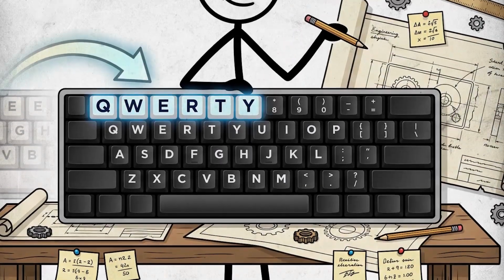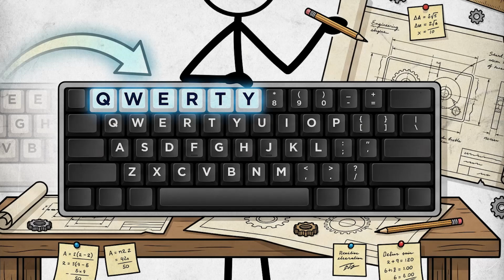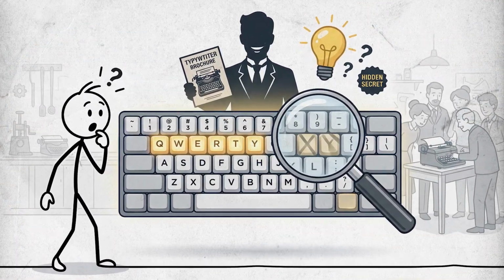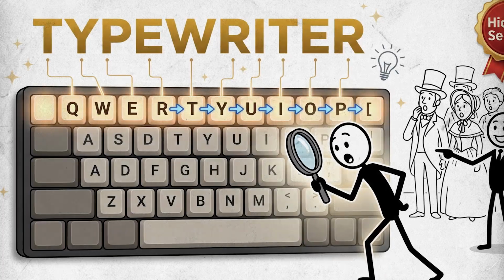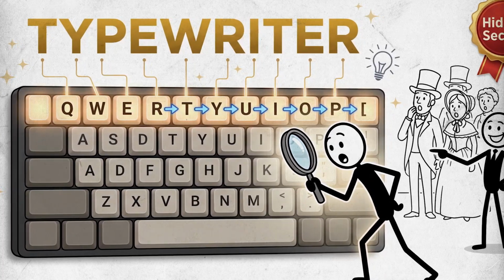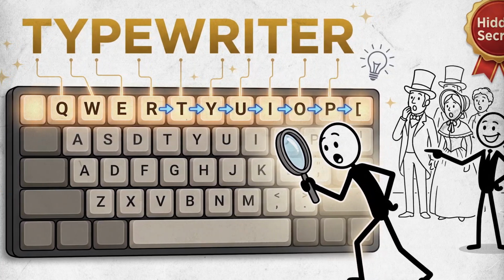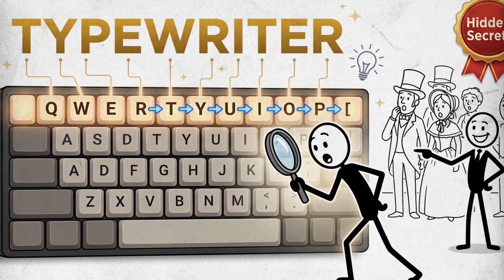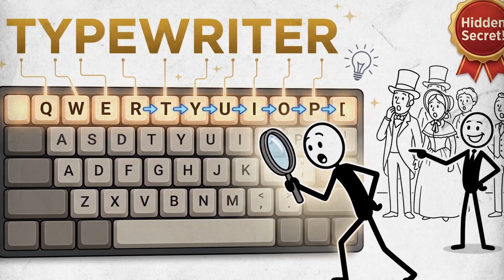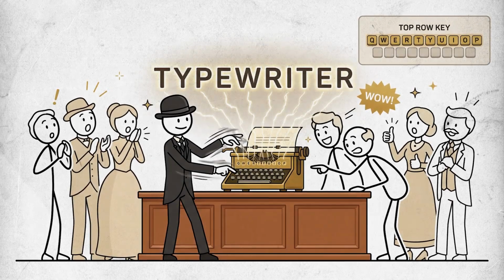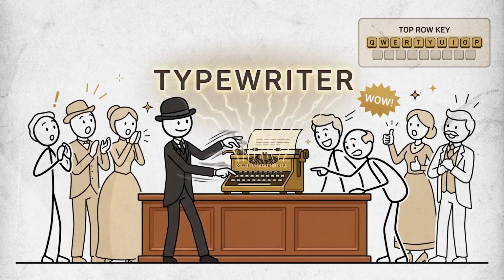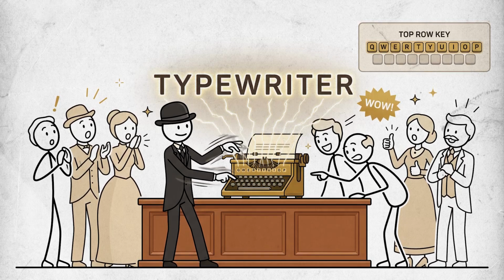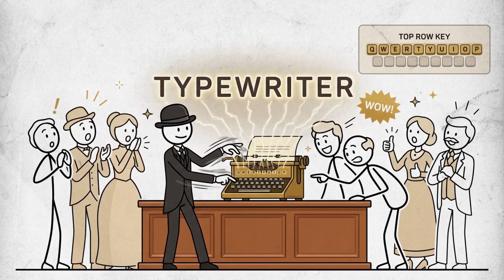The new layout successfully eliminated the mechanical jamming issue. But did you know there was also a clever sales trick hidden inside the QWERTY design? If you look closely at the top letter row of a QWERTY keyboard, all the letters needed to spell the word typewriter are located on that single row. This was no accident. Sholes designed it this way, so salesmen during product demonstrations could type the word typewriter lightning fast to impress potential customers.